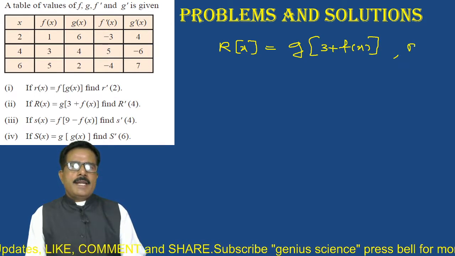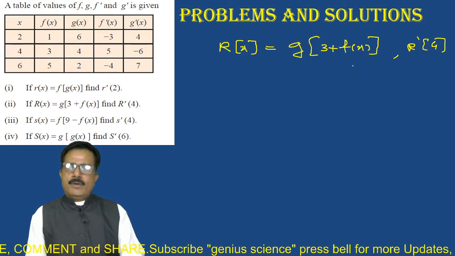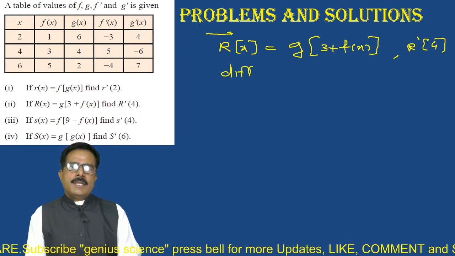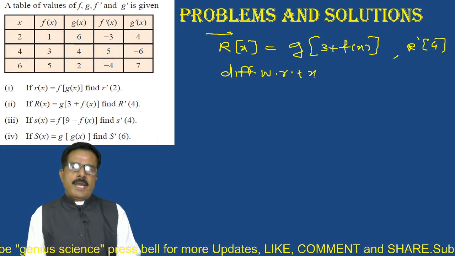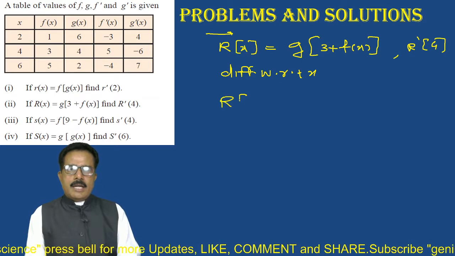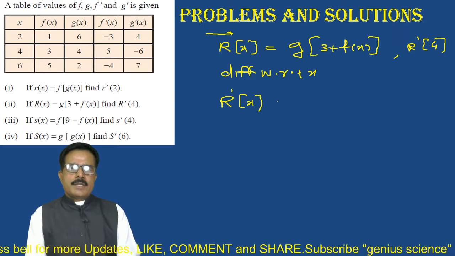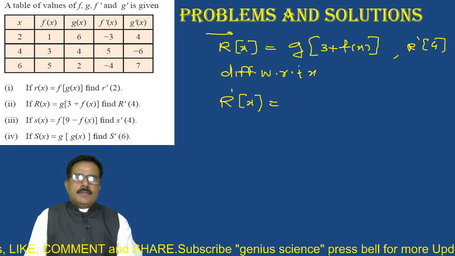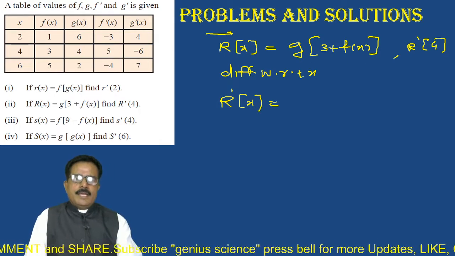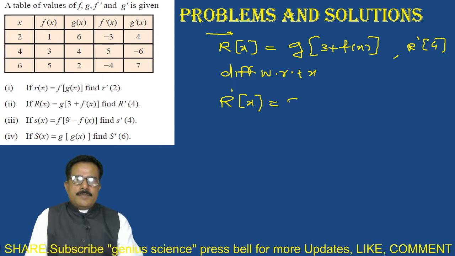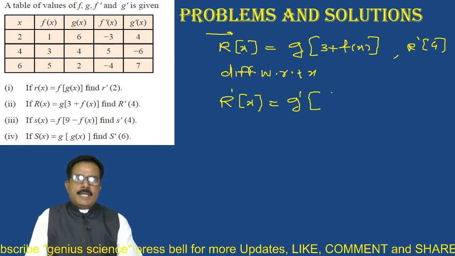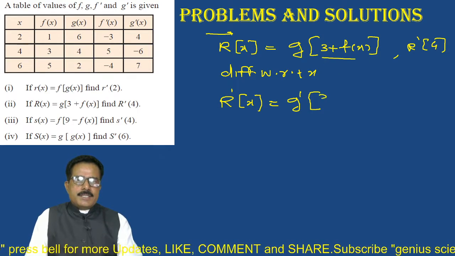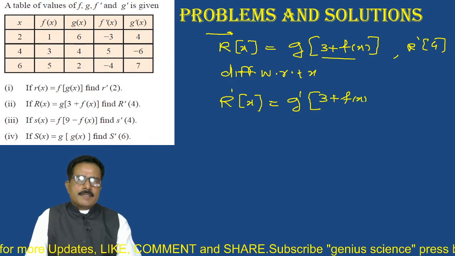We have to find r dash of 4. Okay, no problem. The given function is this: differentiating with respect to x, r dash of x equals, again this is a composite function, g of f. Therefore we can write the derivative of the first function, g dash, keep the bracket as it is, 3 plus f of x.